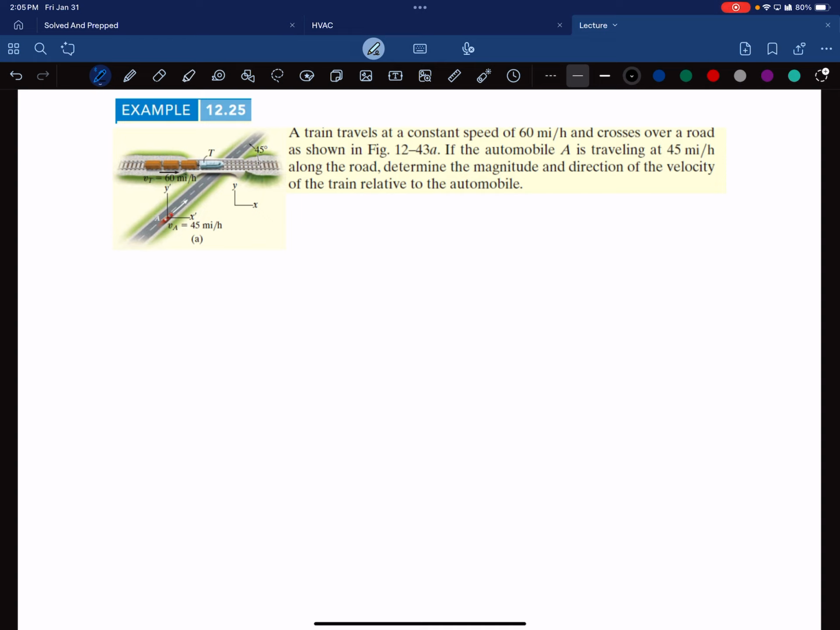All right, so we're looking at a train and a car, and we want to know the magnitude and direction of the velocity of the train relative to the car. So looking at it from the car, what is the magnitude and direction of the velocity of the train? So same thing as before. The velocity of the train is going to be equal to the velocity of the car plus the velocity of T with respect to A.